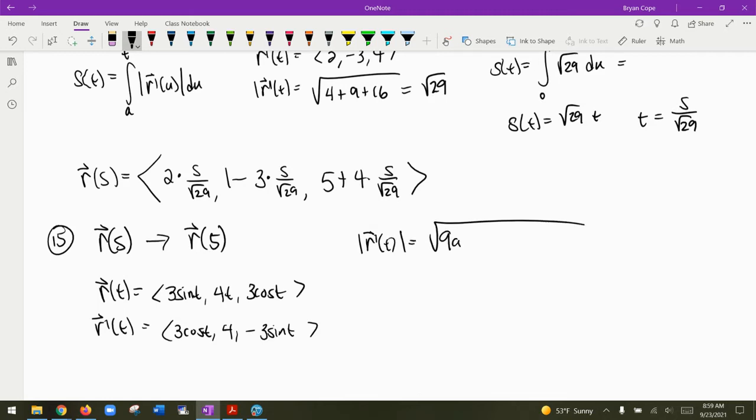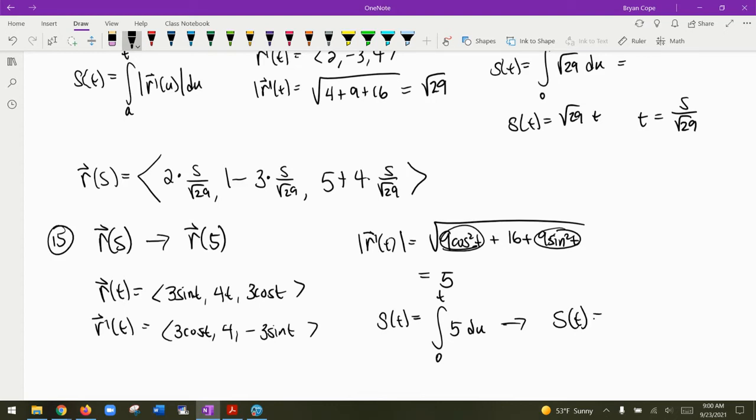So that's the square root of 9 cosine squared t plus 16 plus 9 sine squared t. And 9 cosine squared and 9 sine squared makes 9, and 9 plus 16 is 25, so this thing ends up being 5. So s of t is the integral from, let's see, 0, 0, 3. Yep, that's the point when t equals 0. So it's the integral from 0 to t of 5 du, which leads us to the fact that s of t equals 5t. Okay, good. That's correct. Okay, so then t equals s over 5.